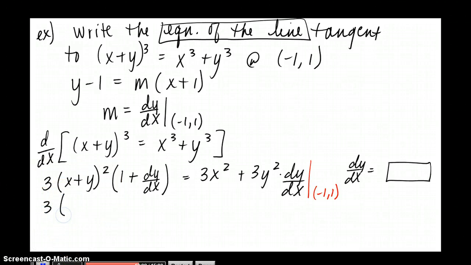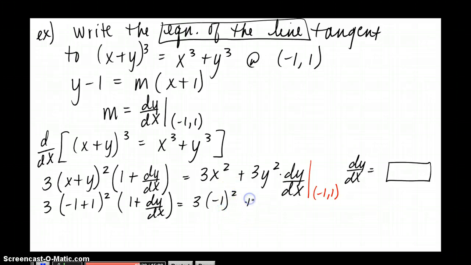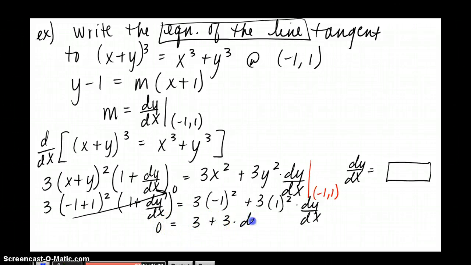Alright, so 3 times (-1 plus 1) quantity squared times (1 plus dy/dx), and you'll see this will turn out real nice. 3 times (-1) squared plus 3 times 1 squared times dy/dx. -1 plus 1 gives me 0, so that whole term goes to 0. And I get 3 plus 3 times dy/dx. So the value of my derivative, solving this equation for dy/dx, subtract 3 and divide by 3. So I would get -3 divided by 3, so I get a slope of -1.